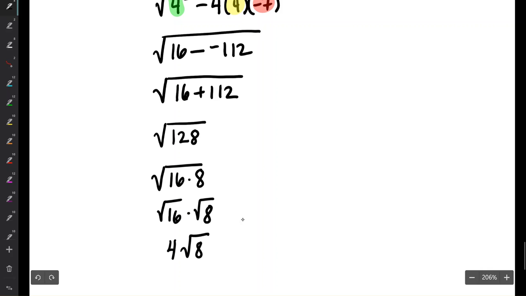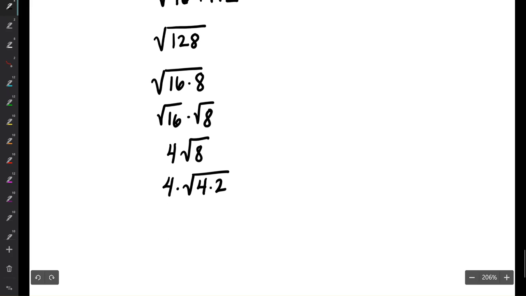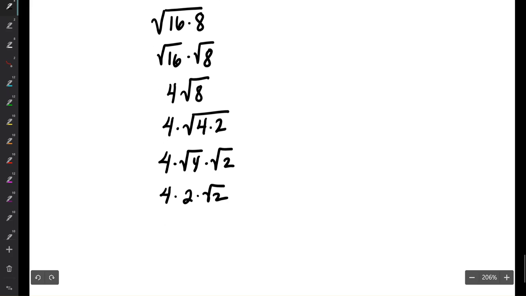And the square root of 8, clearly I didn't get the largest perfect square factor that divided into 128 because 8 has a perfect square in it. It has 4. 8 is 4 times 2. Using my product property, square root of 4 times the square root of 2. The square root of 4 is 2. Square root of 2 is just square root of 2. I'm left with 4 times 2 times the square root of 2. 4 times 2 is 8, so we've got 8 root 2.